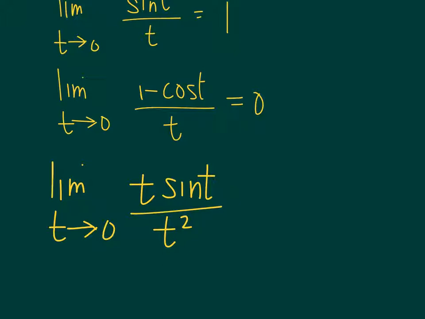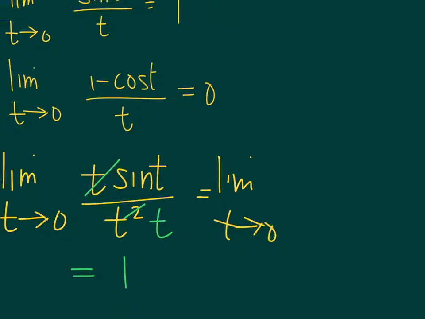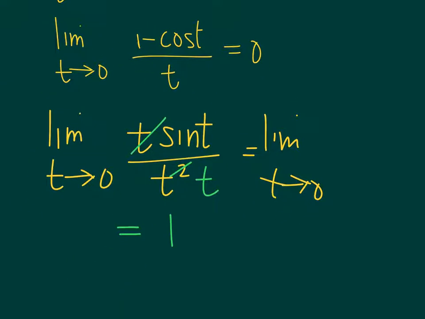So we try to manipulate the function or the expression to come up with sine t over t. In effect, if we simplify or do some manipulations, t over the t squared will become 1 over t, and that's the time that you conclude that the limit is equal to 1. Okay, understand? What about the second limit?